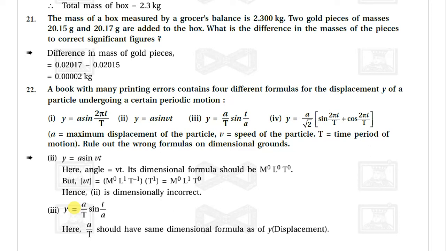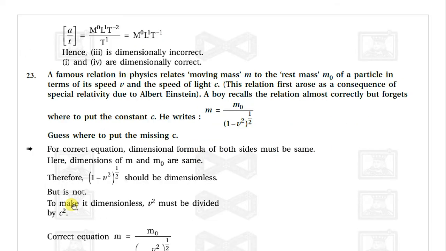Second, y is equal to a by T sine t by a. So a by T should have the same dimensional formula as displacement. But a by T is equal to M0 L1 T raised to 0 divided by T raised to 1, so we will get M0 L1 T raised to minus 1. Hence it is dimensionally incorrect. So the second and third are dimensionally incorrect, and the first and fourth are the dimensionally correct formulas.